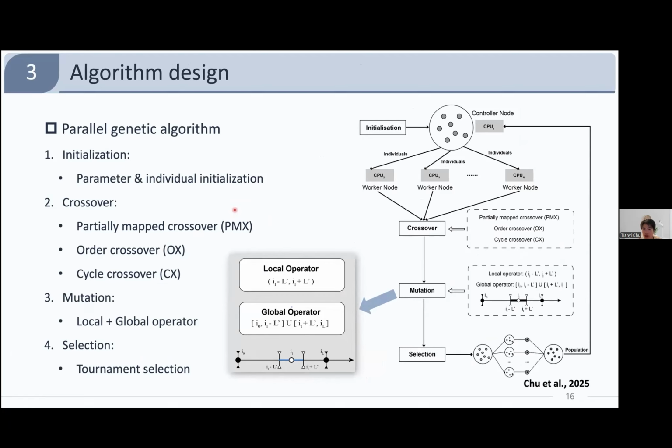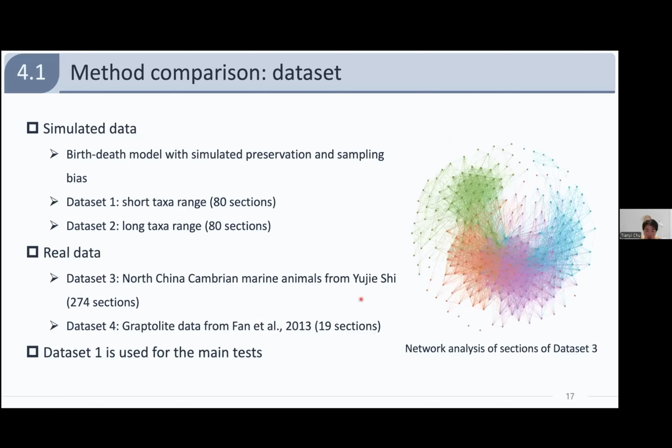of possible horizon sequences. It starts with population initialization and applies multiple crossover strategies like PMX, OX, CX, etc., and combines local and global mutation operators. Finally, the tournament selection ensures the fittest solutions are retained across the generations, all running in parallel to boost speed and scalability. To evaluate HORSE, we tested on both simulated and real datasets.